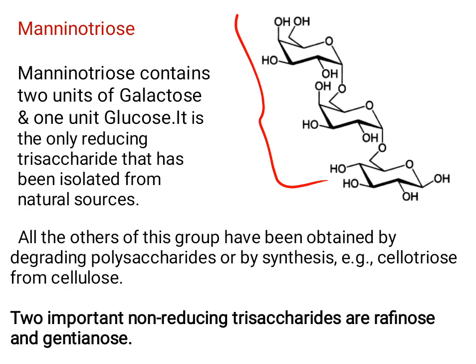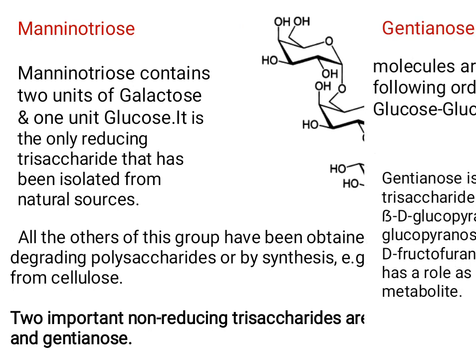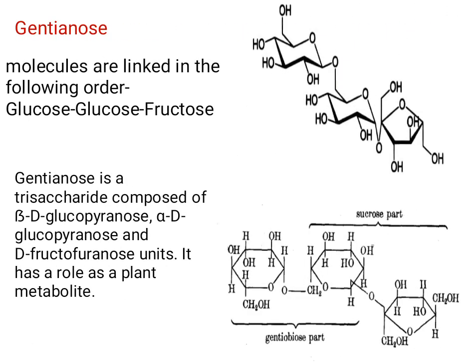Two important non-reducing trisaccharides are raffinose and xanthanose. Xanthanose: molecules are linked in the following order: glucose, glucose and fructose. So in the xanthanose structure, this one is the glucose, this one is the glucose and this one is the fructose unit. Xanthanose is a trisaccharide composed of beta-D-glucopyranose, alpha-D-glucopyranose and D-fructofuranose units.